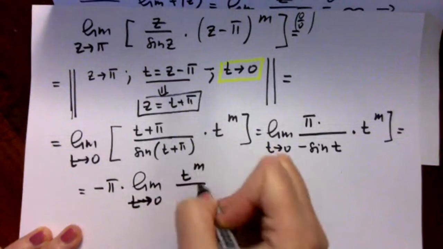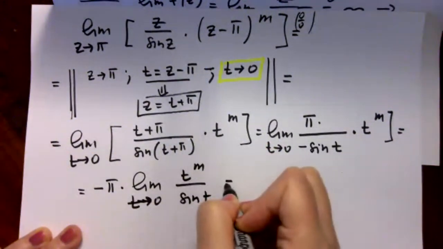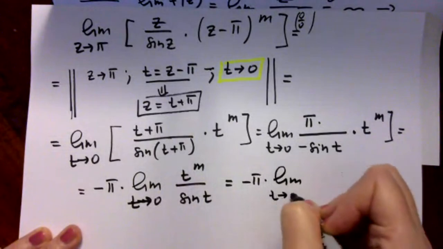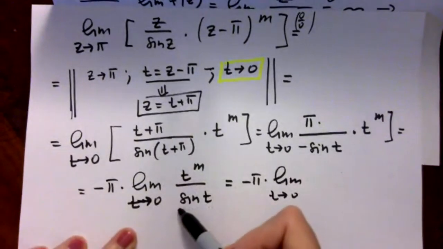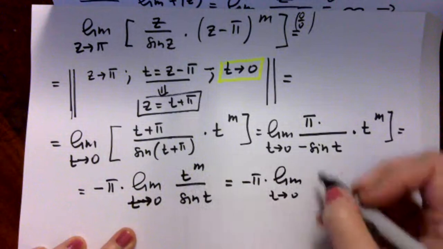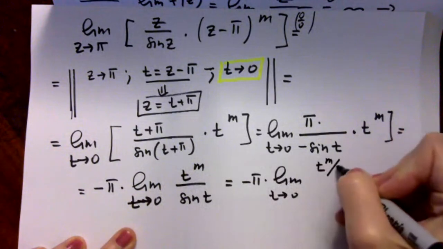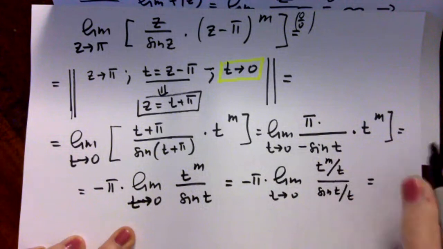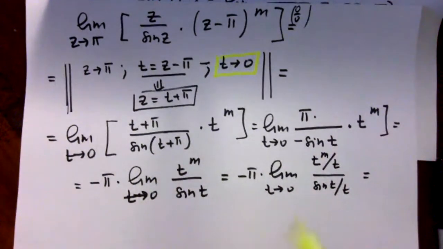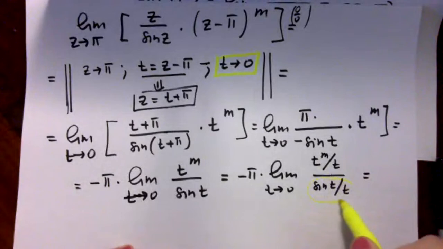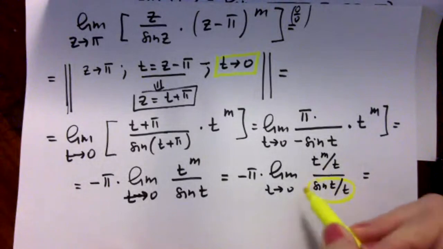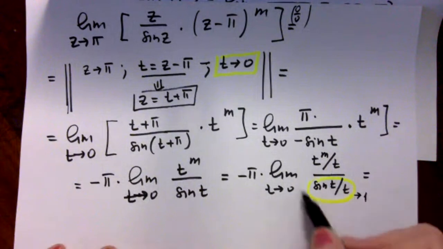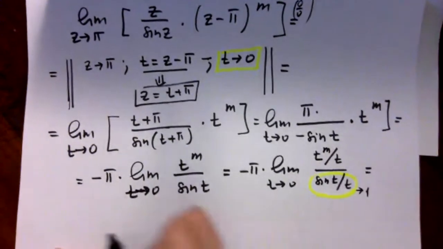So t to the power of m divided by sinus t. Minus pi goes ahead all the time. What can we do? We can divide both numerator and denominator by t. So t to the power of m divided by t, and sinus t divided by t as well. And that's what we've been craving for. So this is our favorite famous limit, which tends not to 0, but to 1, sorry, to 1. And that is why we can substitute the whole expression by 1.